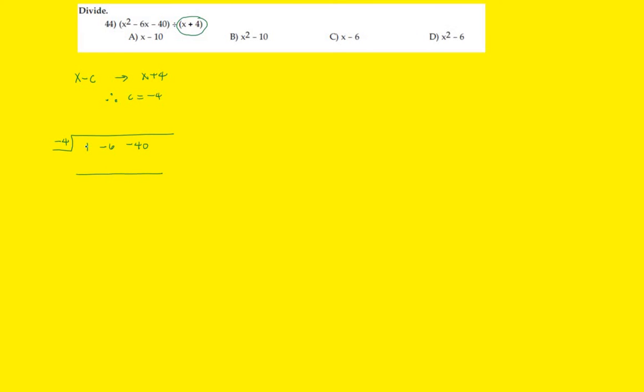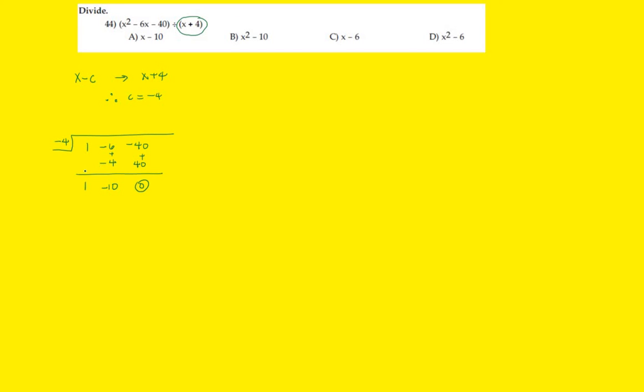Okay, you have -4, and then you put here the coefficients of x squared, x, and the constant, which are 1, -6, and -40. Ooh, this is a nasty one. So here we go. First thing, we drop the 1. Then -4 times 1 is -4. You put it here. You add these two, and you get -10. Then again, -4 times -10 is 40. You add these two, and you get 0.